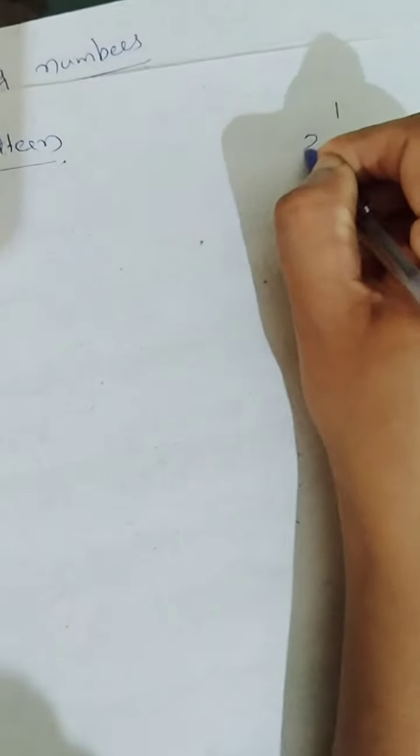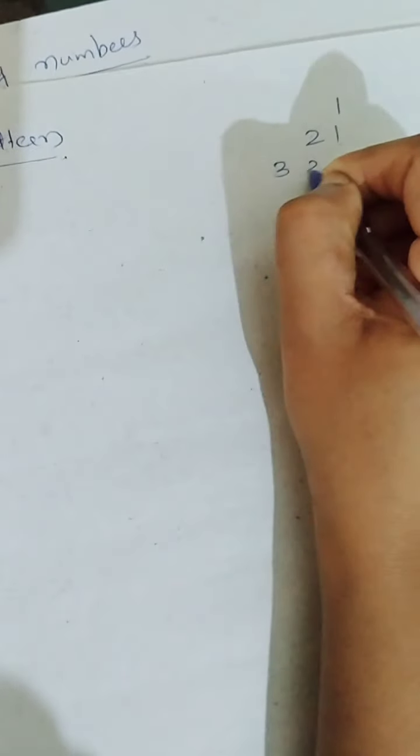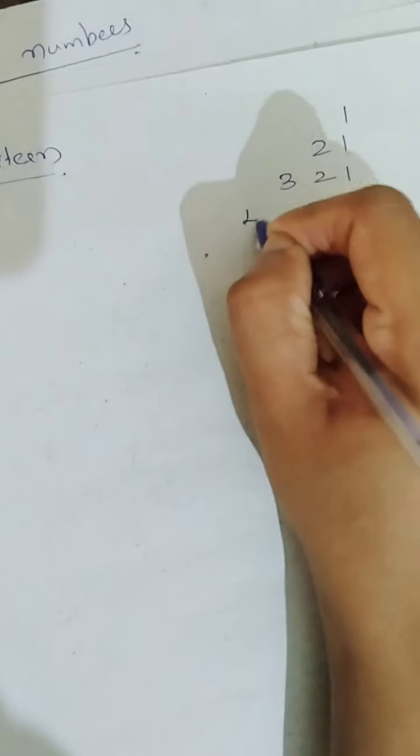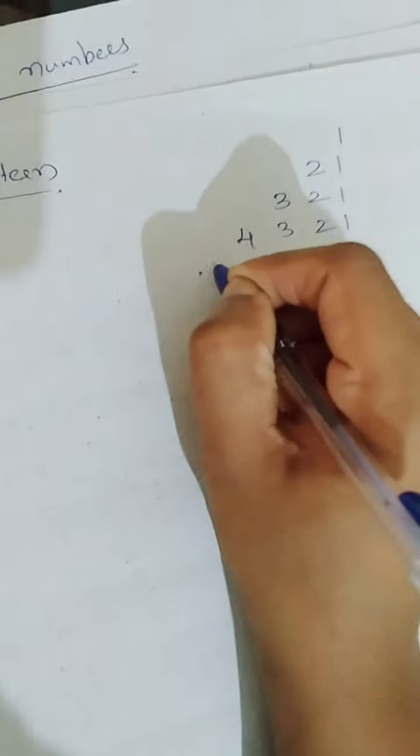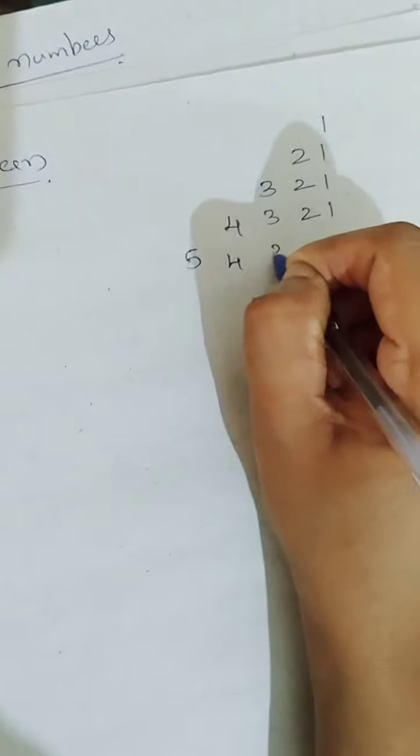Today we are going to print a pattern. This is a very different pattern. You might not have seen this. 1 2 1 3 2 1 4 3 2 1 5 4 3 2 1. What is the speciality of this pattern? It is not starting from the left hand side.